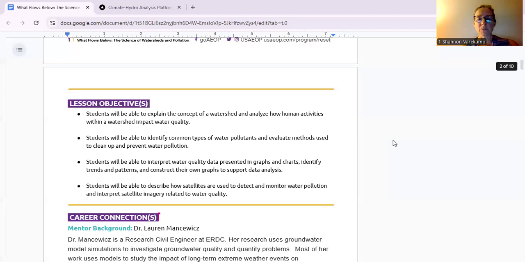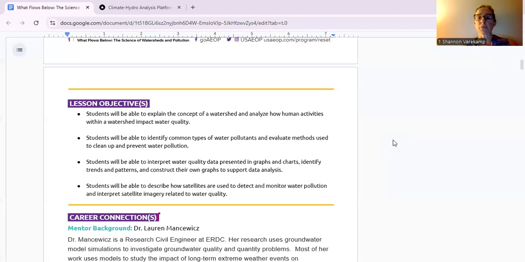So one of the things we want to go over is the lesson objectives. The students will be able to explain the concept of a watershed and analyze how human activity within a watershed impacts water quality. Students will be able to identify common types of water pollutants and evaluate methods used to clean up and prevent water pollution.